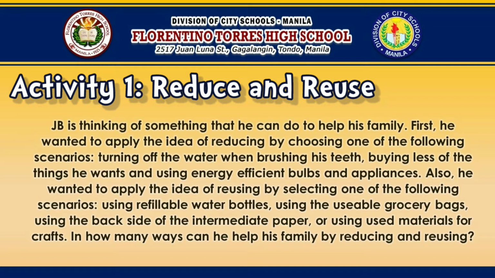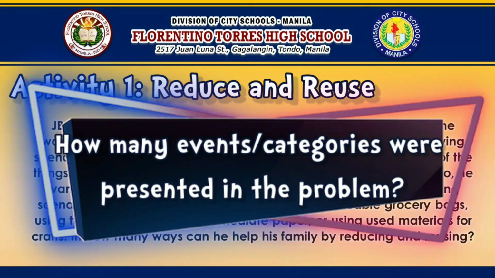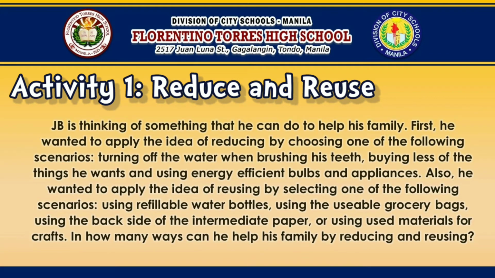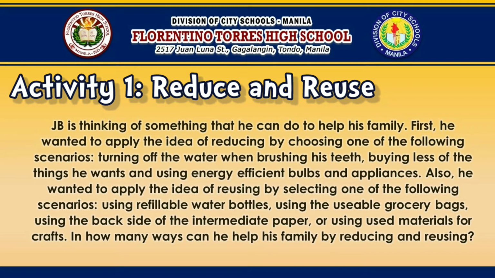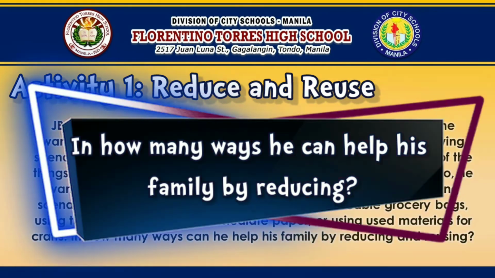So to answer the problem, let's answer the following guide questions. Number 1. How many events or categories were presented in the problem? Very good. There are 2 events. The first event is applying the idea of reducing, and the second event is applying the idea of reuse. Number 2. In how many ways can he help his family by reducing?